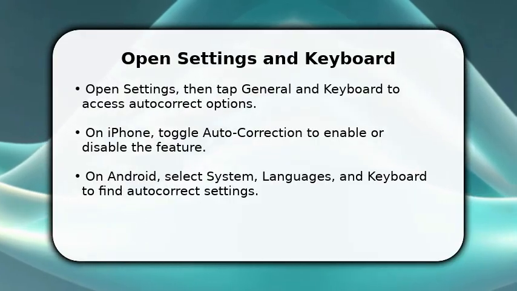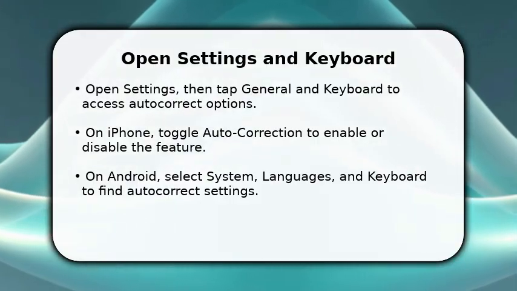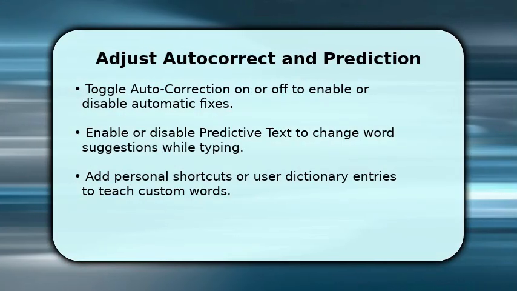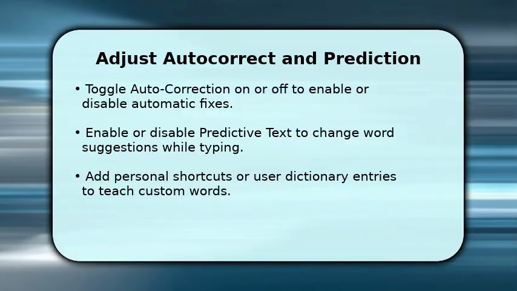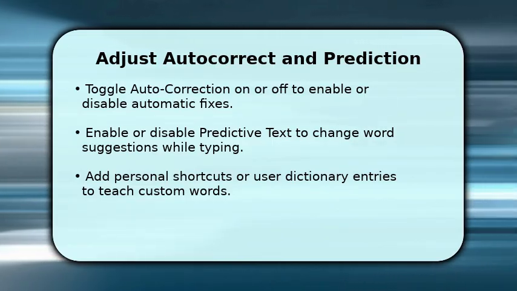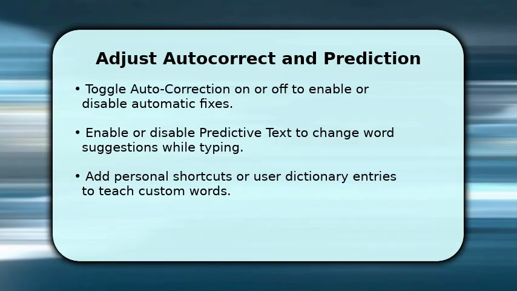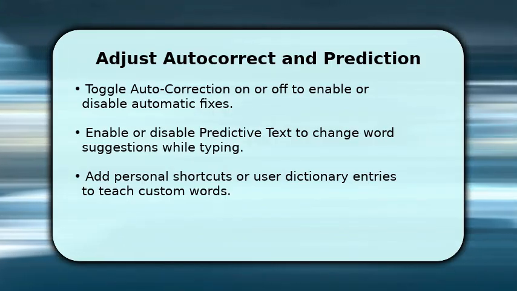Use the autocorrection toggle to turn automatic fixes on or off. Enable predictive text to show word suggestions above the keyboard as you type. If needed, open Text Replacement or Personal Dictionary to add custom words and shortcuts. Add entries like email at example.com or brand names to avoid wrong corrections. These adjustments let you control whether the phone corrects words, offers suggestions, or accepts your custom vocabulary.